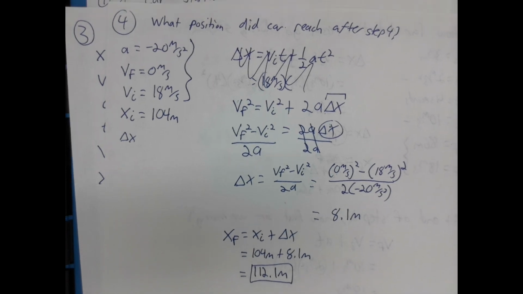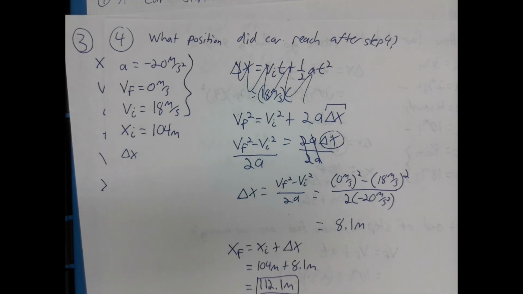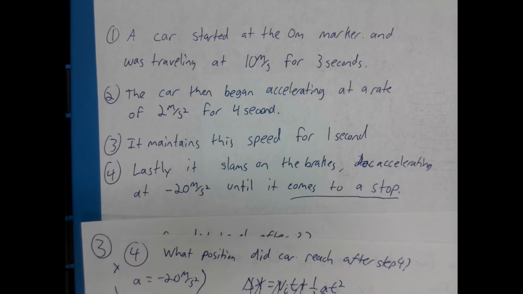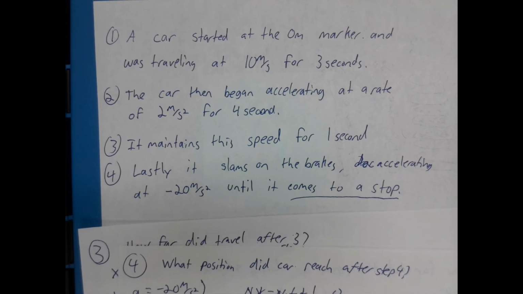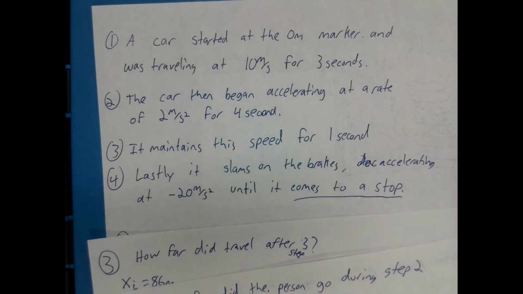So, how will we solve a multi-step problem? Let's go back over it. A car started at 0 meters, the 0 meter marker, and was traveling at 10 meters per second for 3 seconds.